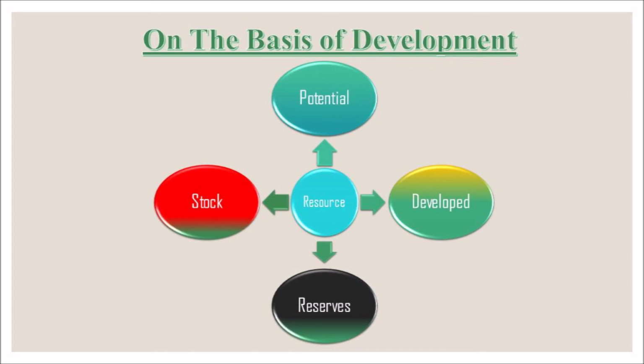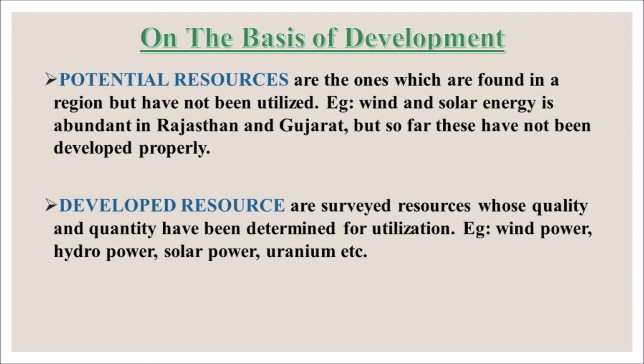And the last one is reserves. These resources were surveyed. All the resources will be surveyed, right? The same way, these resources were surveyed and we can use them with the present available technology. It means the technology we have at present is more than enough to make them utilizable. We know the techniques, we know how to use them, but we have not started to utilize them. Maybe they can be used in the future. For example, water in the dams and forests also.